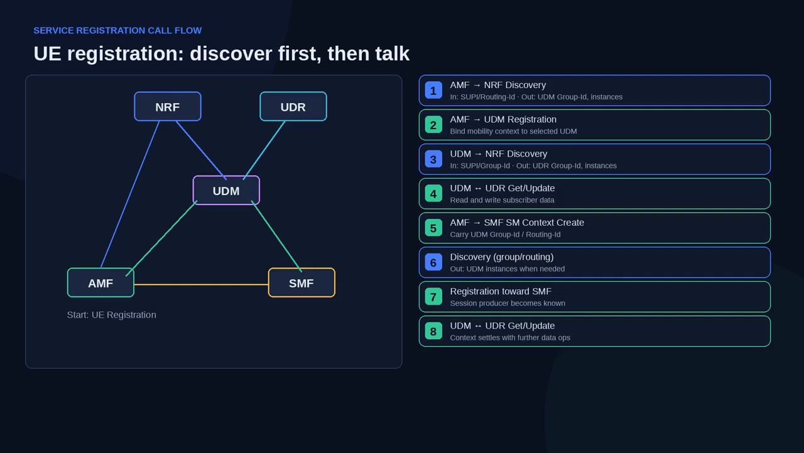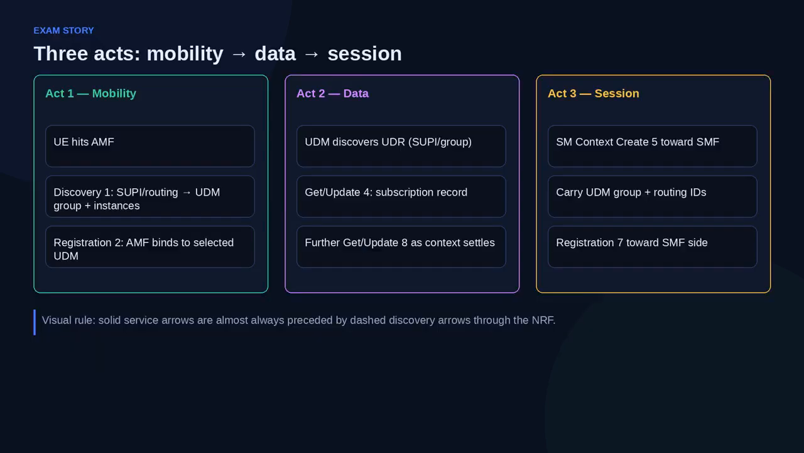Notice the pattern. Almost every solid arrow that matters is preceded by a dashed discovery hop through the NRF. Without those hops, AMF, UDM, UDR, and SMF would be guessing endpoints. With them, the registration cascade is dynamic, multi-instance safe, and ready for regional failover. Let us slow the UE registration cascade into a story you can retell on an exam.